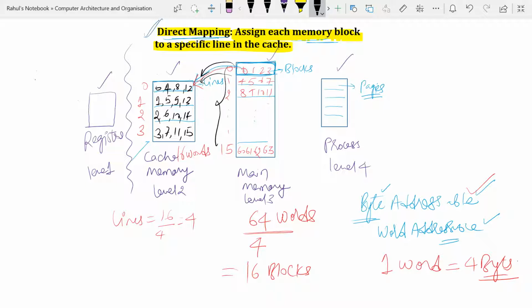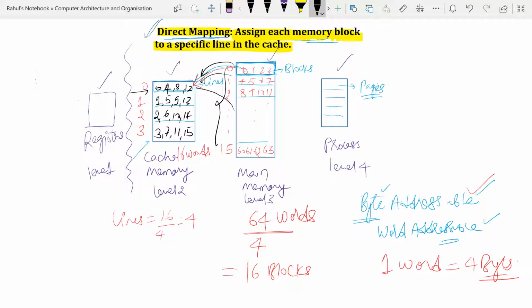But at a time we can only map one block. So suppose in the same line, if you want to map another block, then the first already represented block would go into the trash, and the latest block will be represented in it. Now how would it be represented? So basically you can understand it like that.